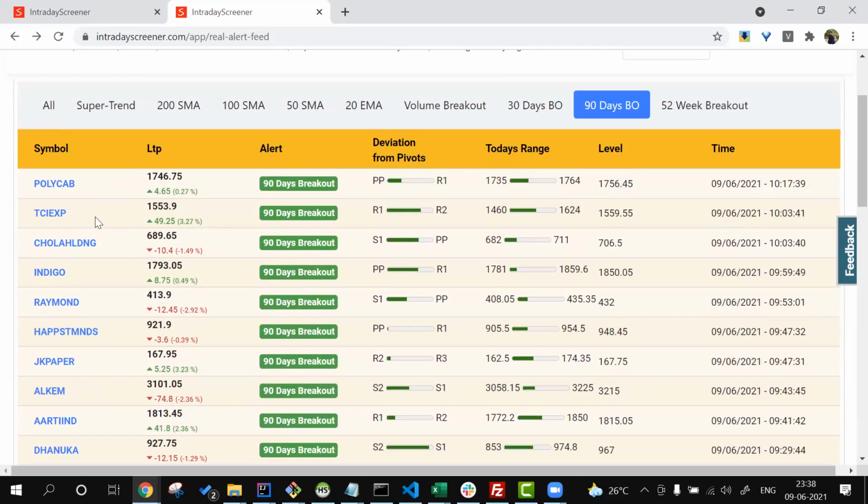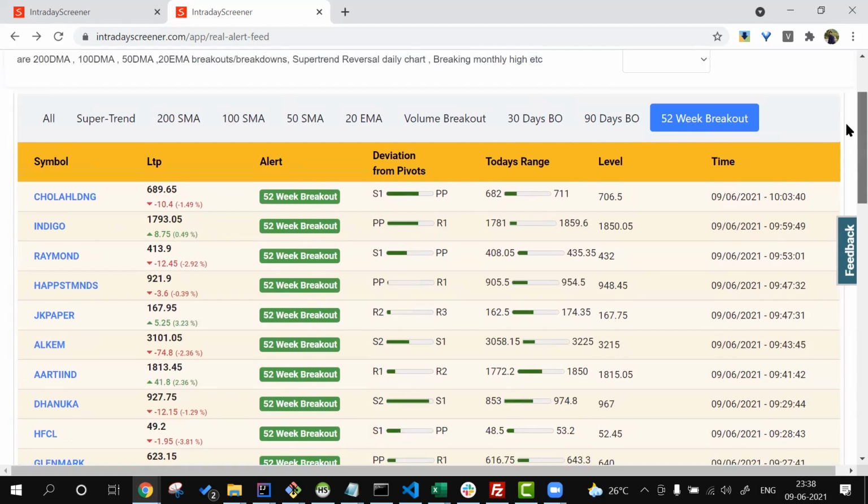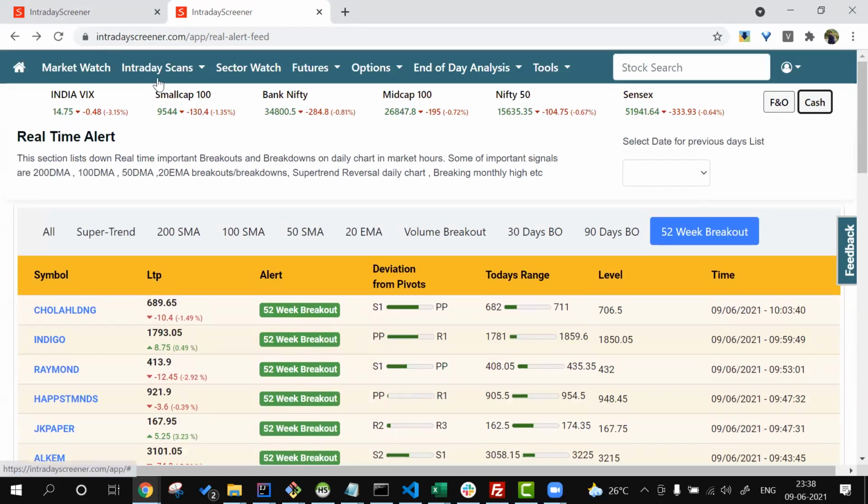You can see even TCI Express broke 1559, which was the 90-day range, at around 10 a.m. and then it went up also till 1624. So usually you get a very good intraday move when this range breakout happens.